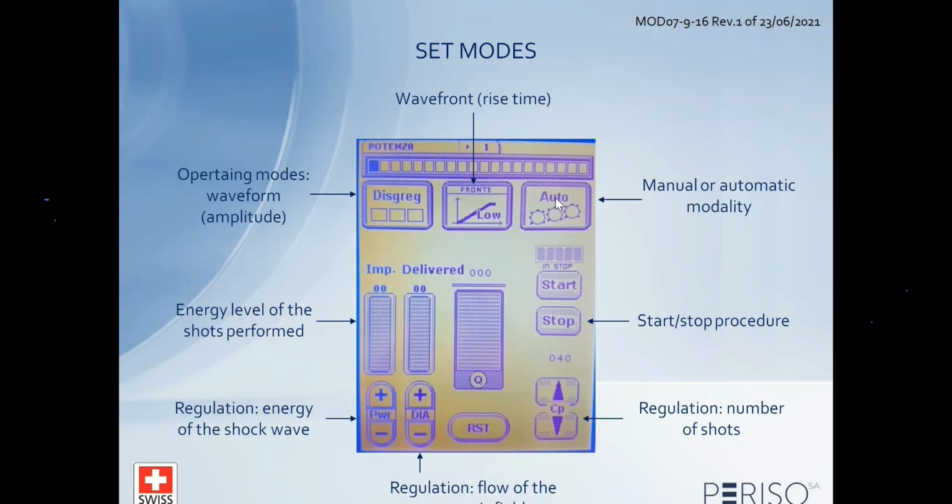You can use the device with automatic or manual modality. You can then select the different energy level of the shots performed, so the power of the shock wave, but also you can modulate the flow of the magnetic field, because you have to keep in mind that with this device you have the effect from the shock wave, but also a part of biological effect due to the action of the magnetic field. Then you can choose the number of shots you want to use per treatment, and then you can click on Start, Stop the procedure.